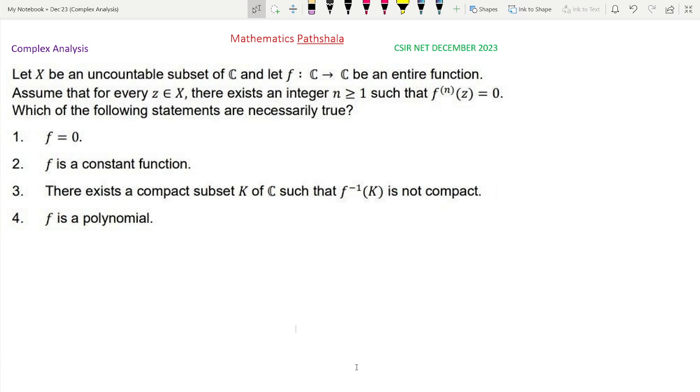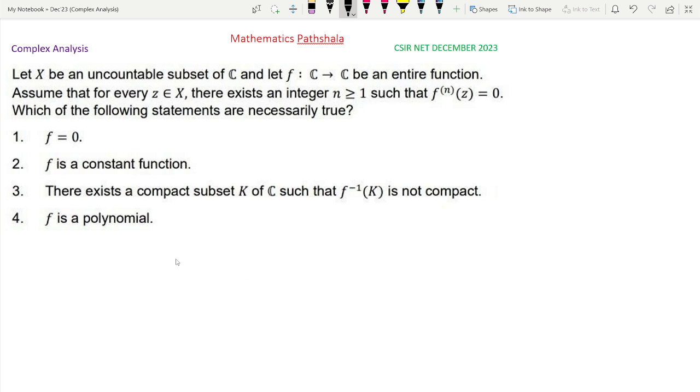Option 1 says that f is identically 0. Option 2 says that f is a constant function. Option 3 says that there exists a compact subset K of C such that f inverse of K is not compact. Option 4 says that f is a polynomial. So one by one we will discuss the options.